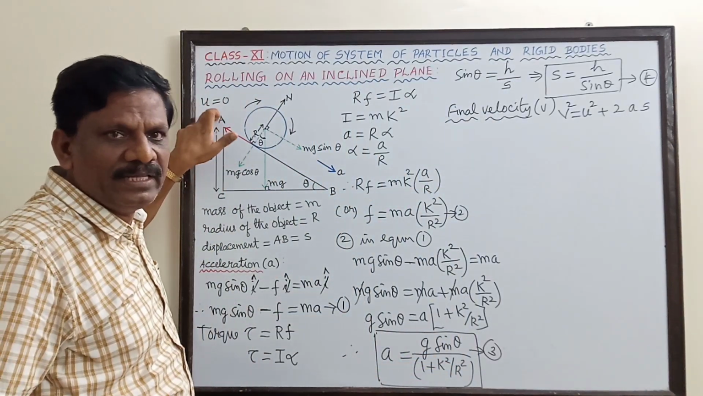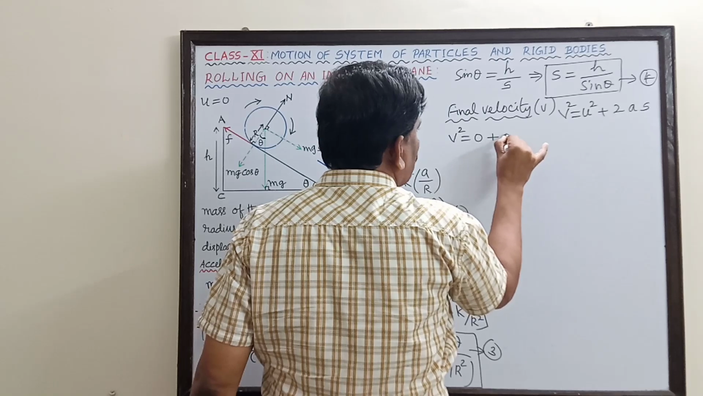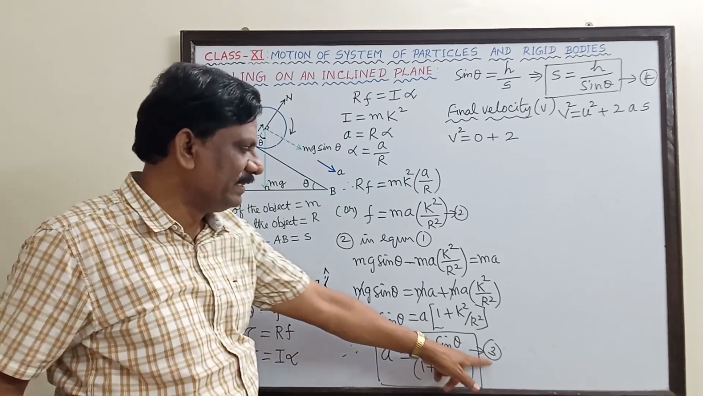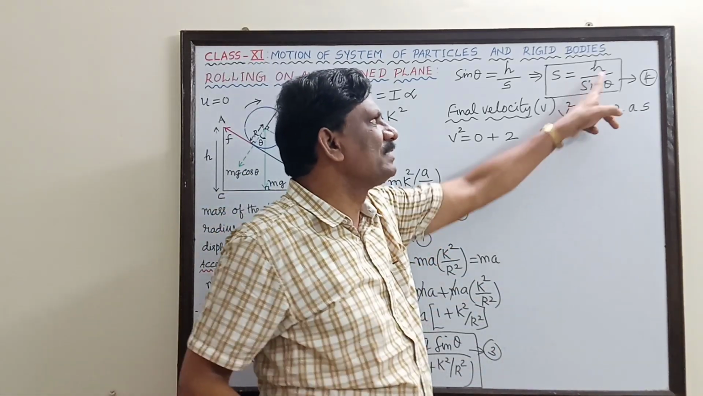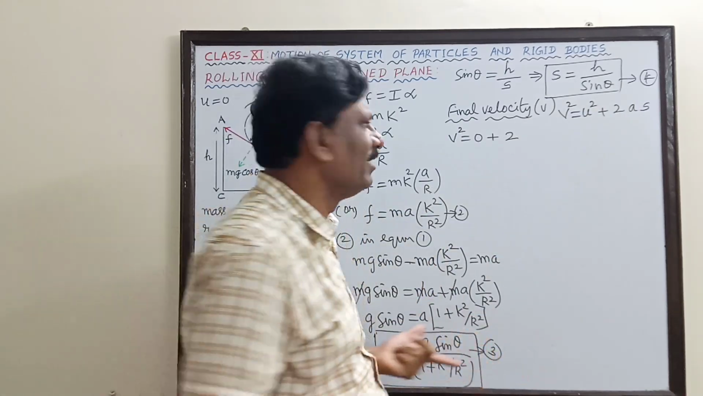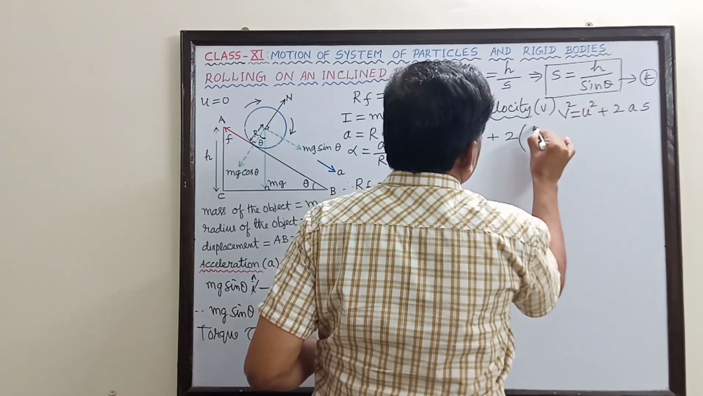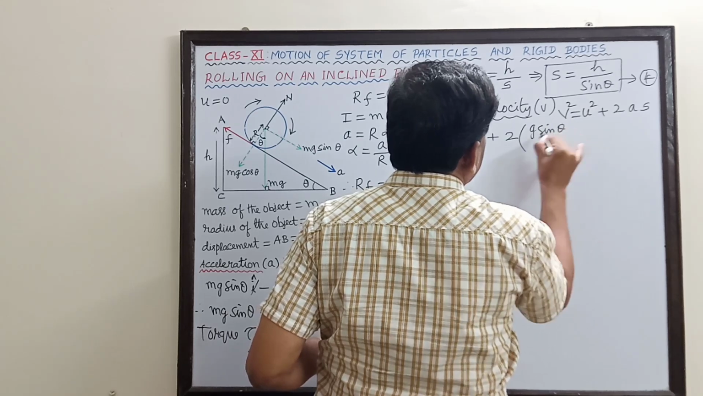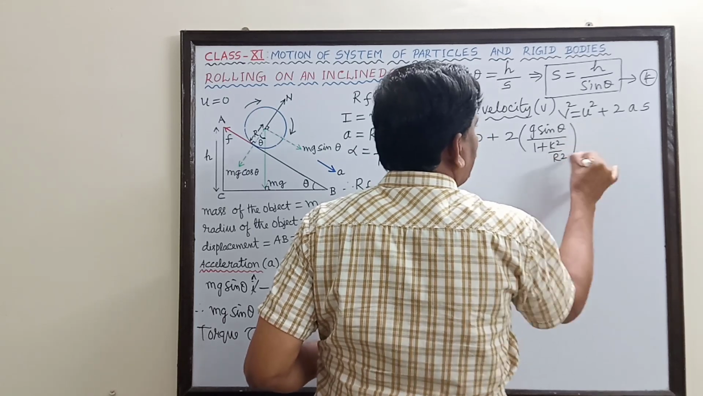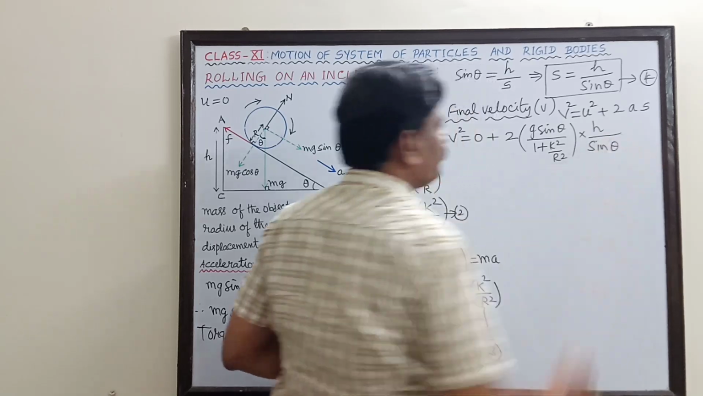In this equation, what is the initial velocity? u equal to 0. So v square is now equal to 0 plus 2 into, in place of acceleration I am going to substitute equation 3. In place of displacement I am going to substitute equation 4. Simply substitution only. The next step will be the final derivation itself. So 2 into a is g sin theta. 2 into g sin theta divided by 1 plus k square by r square, into s, which is h by sin theta.